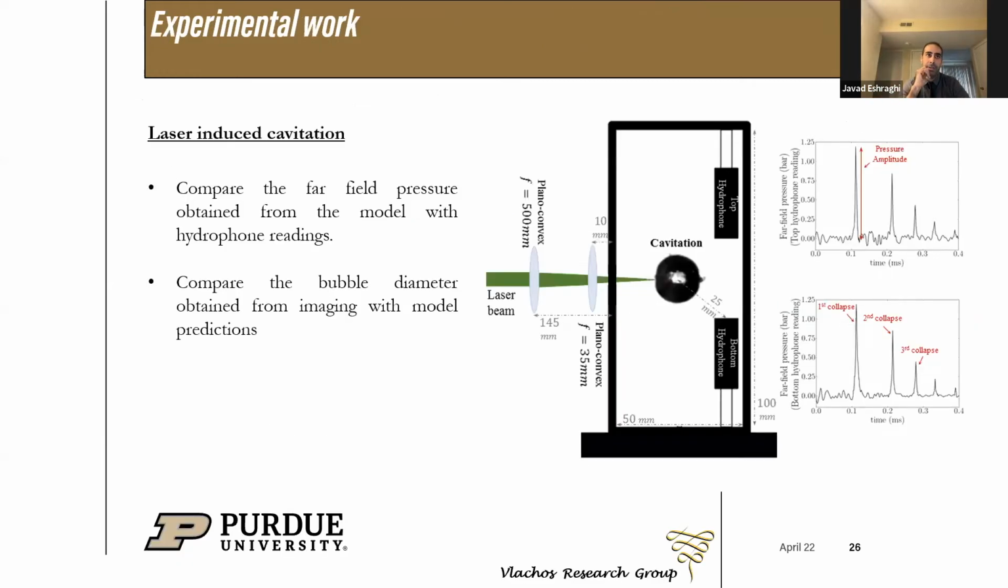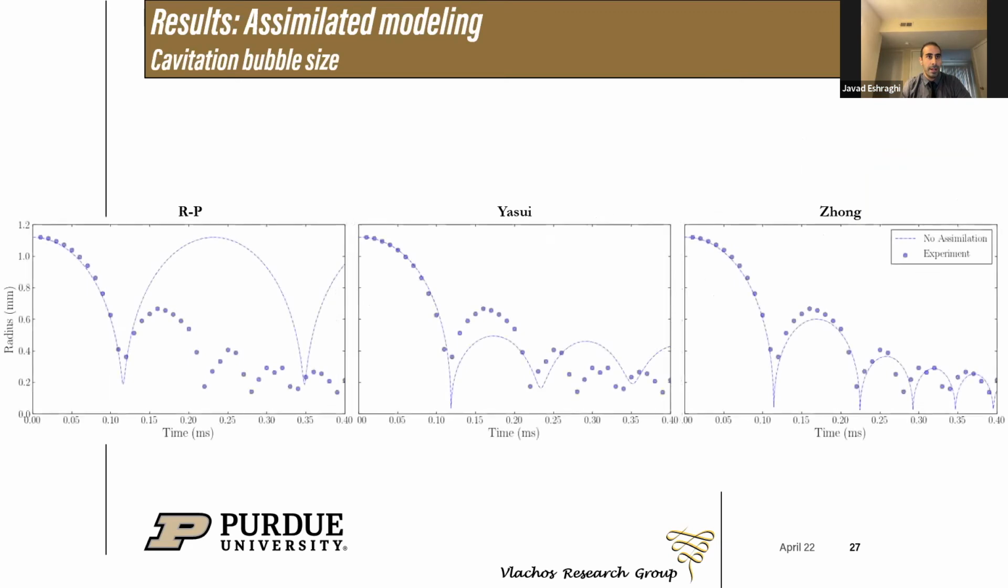For the validation, we generated a laser-induced cavitation bubble in a small chamber at different laser powers to obtain a variety of bubble diameters, and recorded pressure with 2 hydrophones and captured images with a high-speed camera. In these plots on the right, which show the hydrophone reading, the cavitation collapse is distinguishable by its high amplitude in the pressure signal. Therefore, the pressure amplitude is picked as a comparison parameter between the hydrophone measurements and the pressure predicted by the cavitation models.